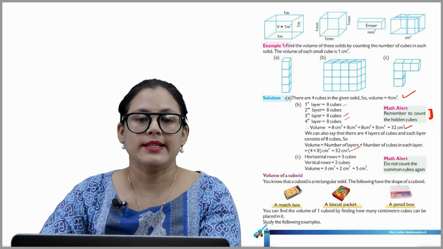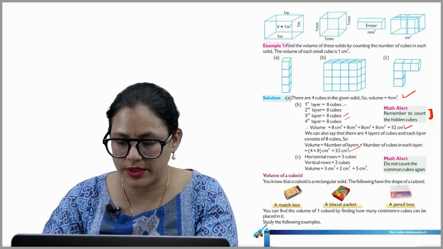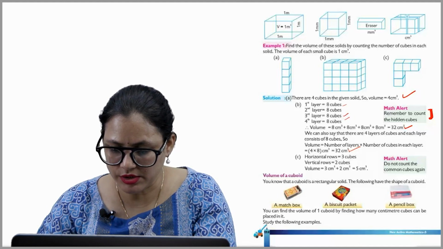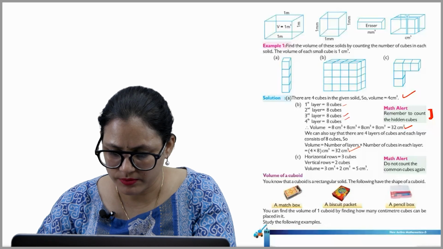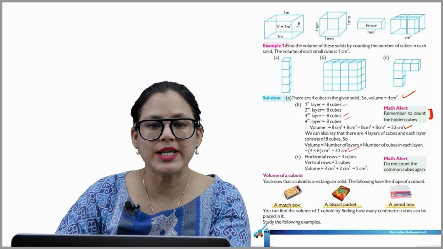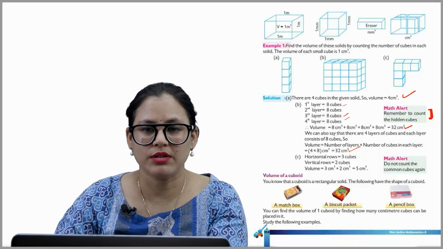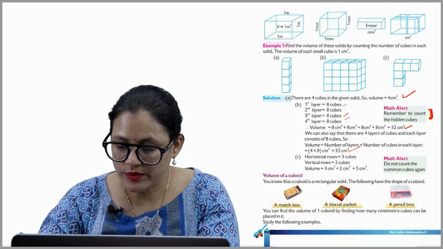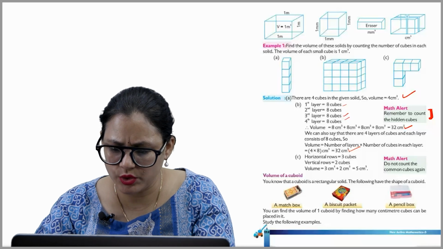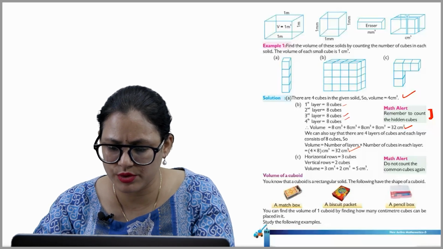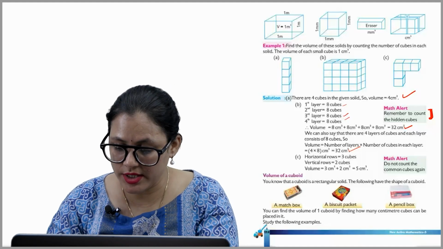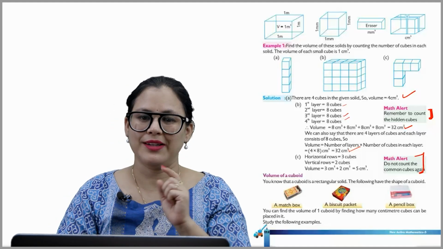And part C, horizontal rows. In the horizontal row, there are 3 cubes. In the vertical row, there are 2 cubes. And volume is equal to 3 centimeter cube plus 2 centimeter cube. And you will say, why didn't we add this? Actually, vertical, you will say horizontal 1, 2, 3, vertical 1, 2, 3. No, this cube is common. So we will not count the common cubes again, right?